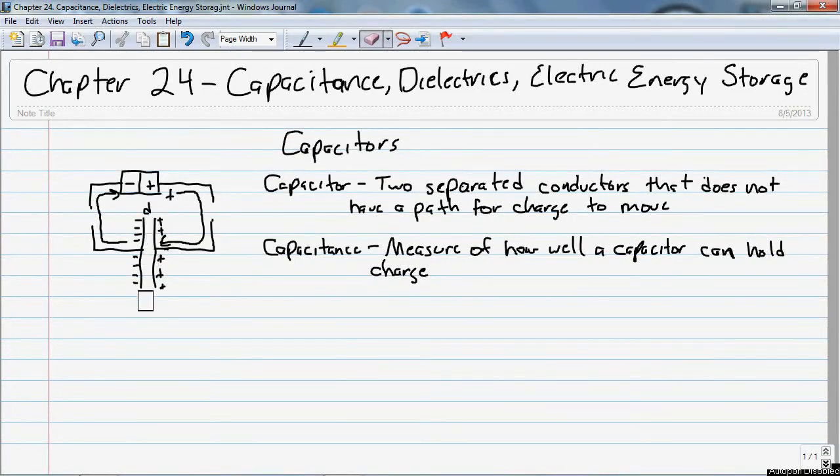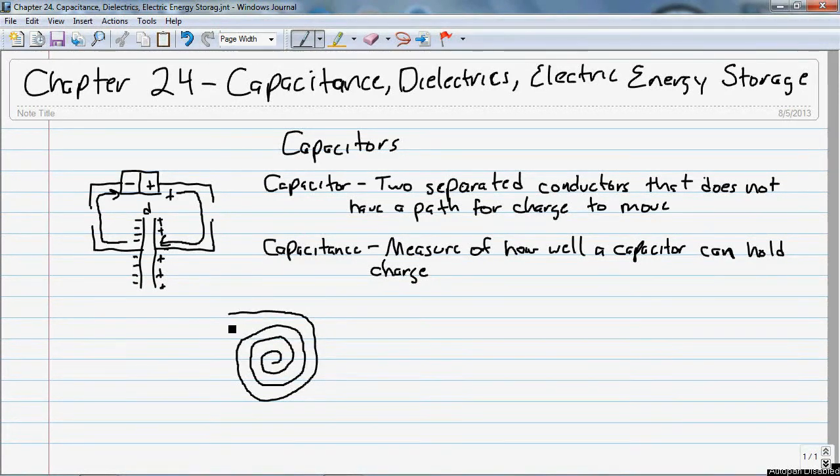Now, flat plates can be difficult to handle. We like a more compact form. So what's done many times is you have a conductor and you roll it into a spiral. So there's one conductor, and then you take and roll a second conductor.